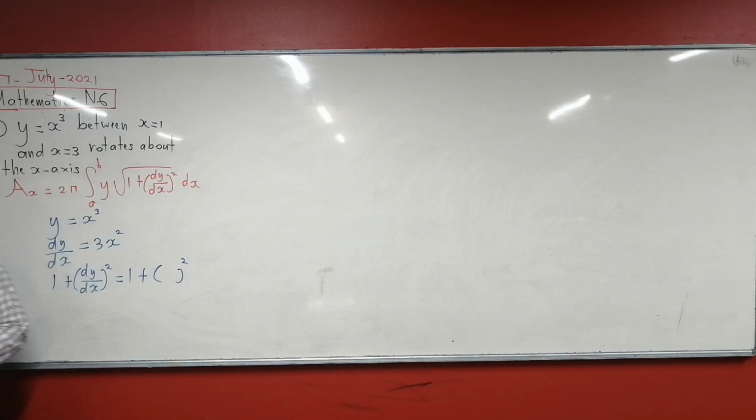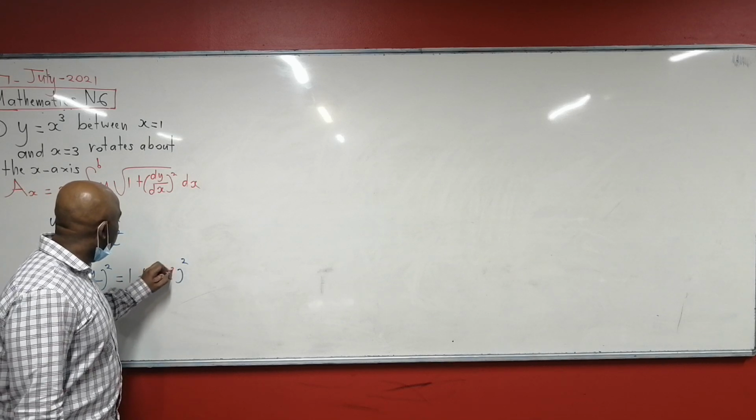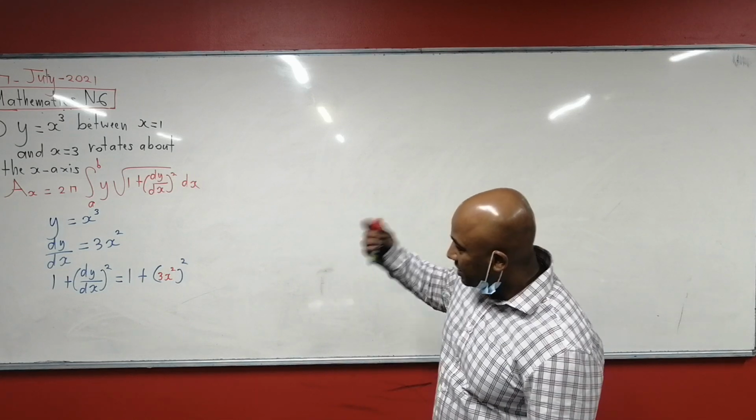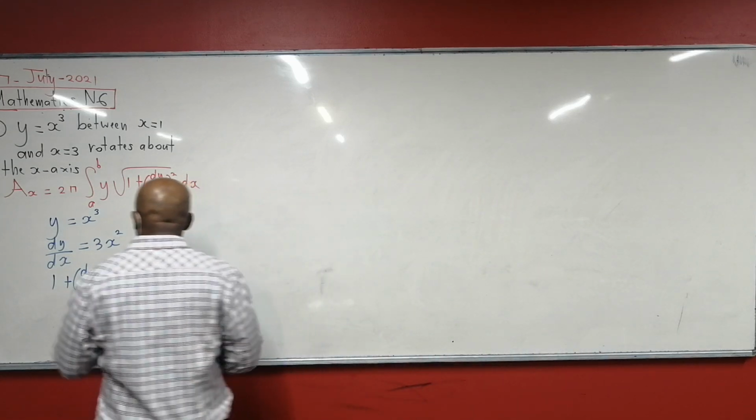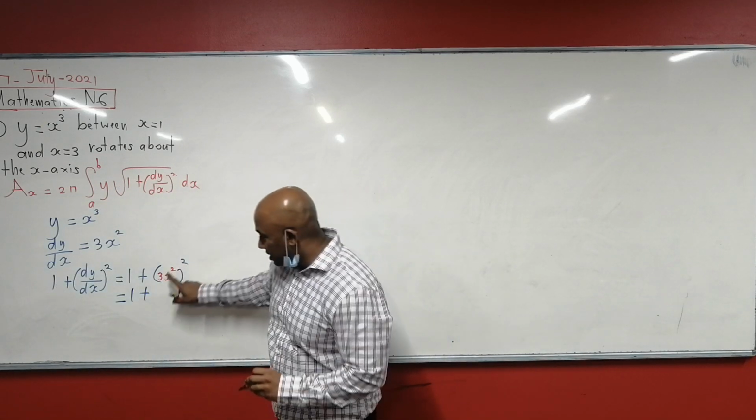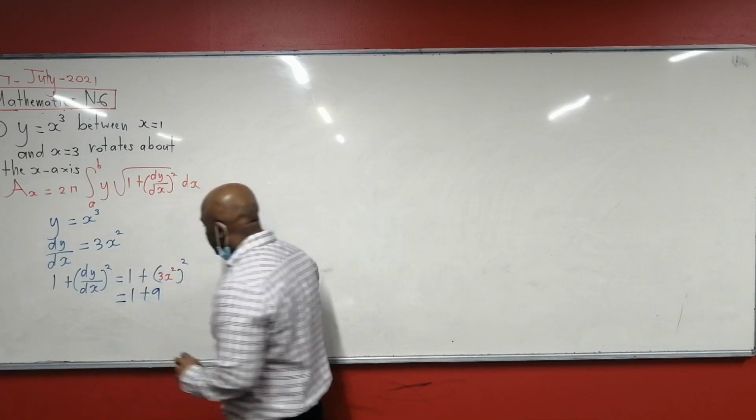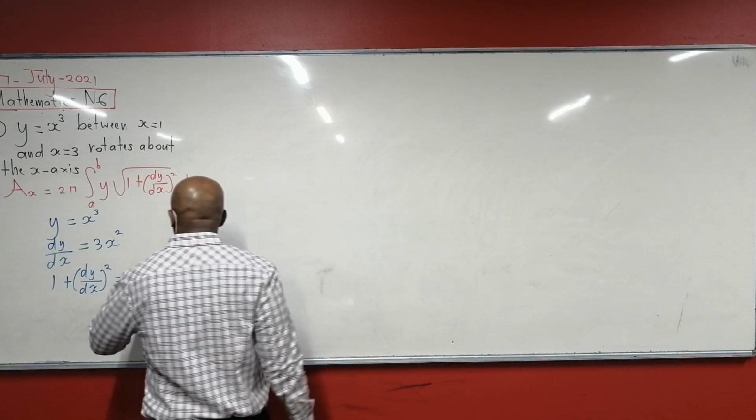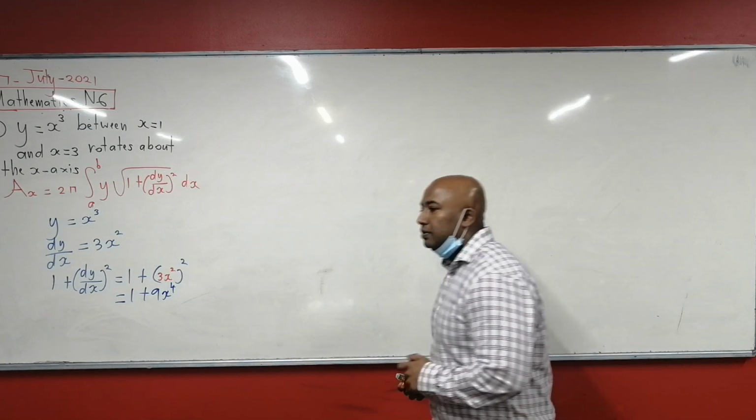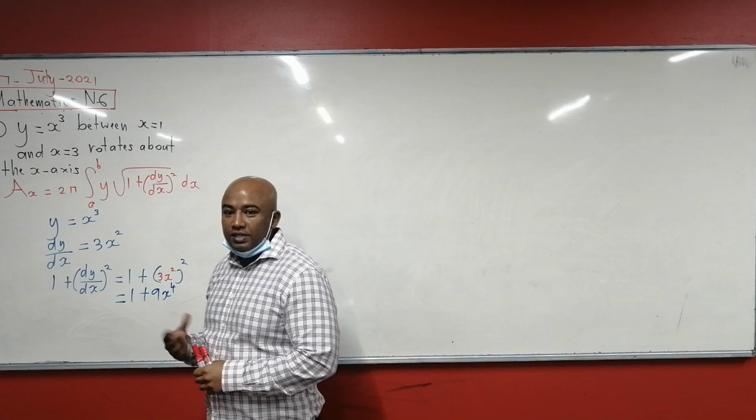And what is my dy over dx? My dy over dx is 3x squared. Right. So the 1 plus dy over dx all squared is going to equal 1 plus 3x squared all squared. This is multiplication. So 3 squared will give you 9. x squared all squared will give you x to the power 4. Now it is ready for substitution.